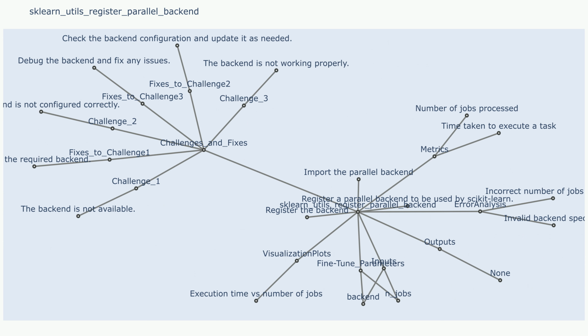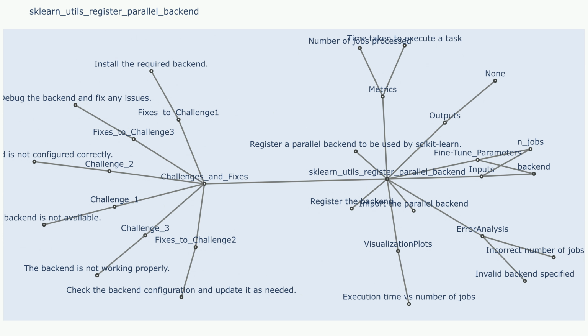None resets the backend to the default, which is typically threading on single-core machines and multiprocessing on multi-core machines. Outputs: none, the function does not return a value. It modifies the internal state of scikit-learn to use the specified backend for parallel computations.